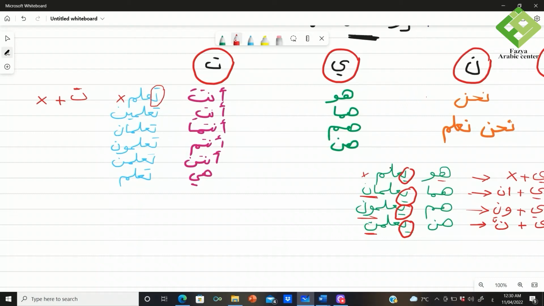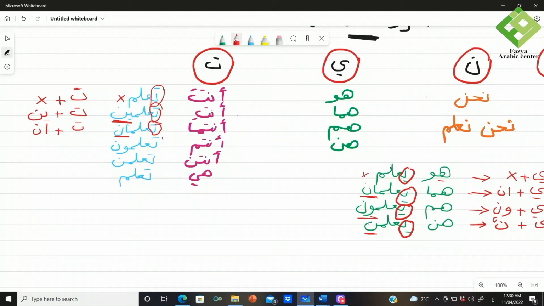Type أنتِ, I have a ta at the beginning and I have a ya noon at the end. So ta plus ya noon means I'm dealing with anti. Antuma, ta at the beginning, alif noon at the end. Ta plus alif noon means antuma.